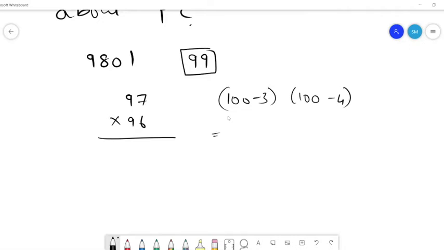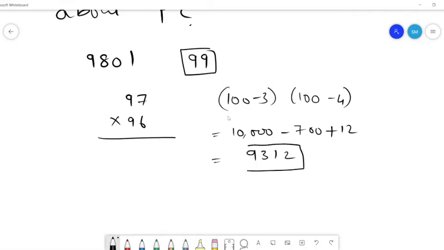So this is same as 100 minus 3 into 100 minus 4, and this is nothing but 10,000 minus 700 plus 12, which would be 9,312. Identifying an algebraic means to solve this problem is one thing, but extracting a neat algorithm is the next level. Here we are able to get it in 2 steps.